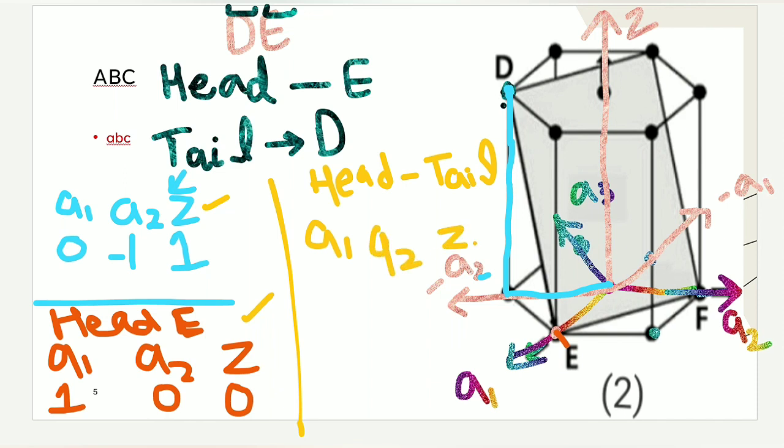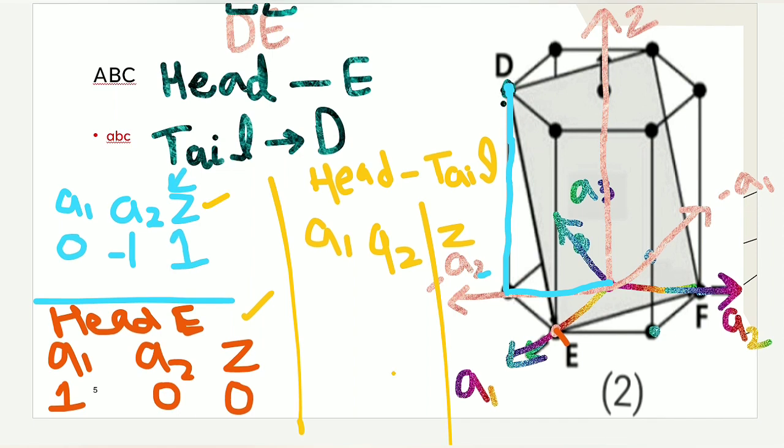Z coordinates separately. Okay, and yeah, so head minus tail, so 1 is from head and 0 is from tail for A1. So 1 minus 0 will be the operation. 1 minus 0 is equal to 1, so 1 will be the final result.